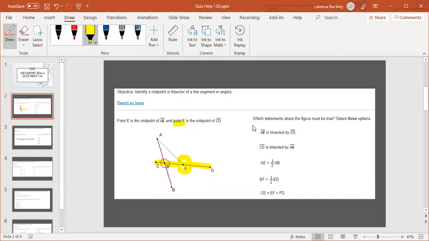All right, it says which statements about the figure must be true. Select three options. Always pay attention when it says this because you need three answers. Okay, AB is bisected by CD. All right, CD intersects AB at point E. And we were told that point E is a midpoint. So yes, because E is a midpoint.